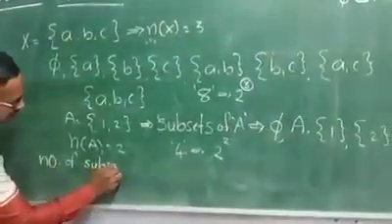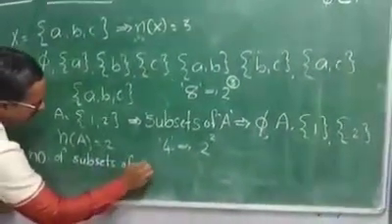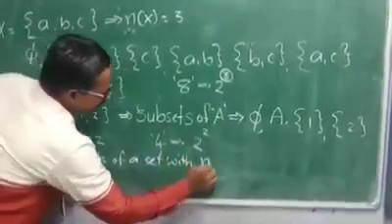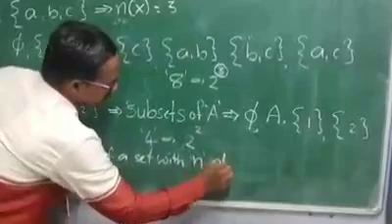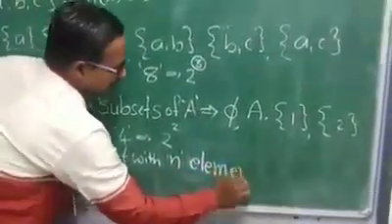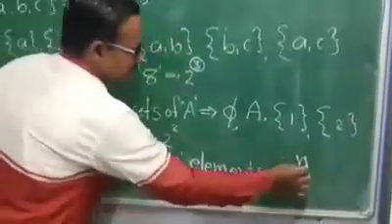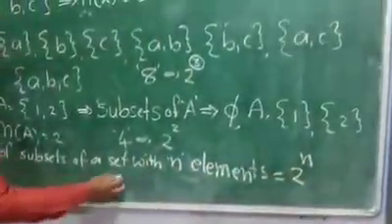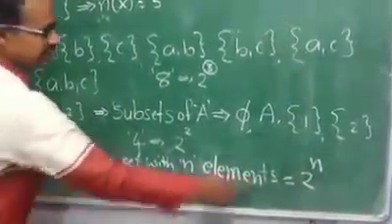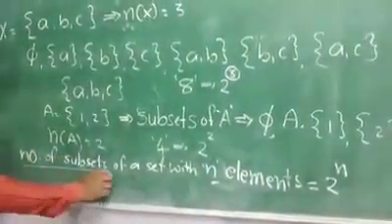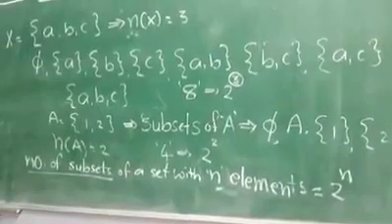By this we can generalize the number of subsets of a set with n elements is 2 power n. Here n means the number of elements in the set, and 2 power n gives the number of subsets of a set.